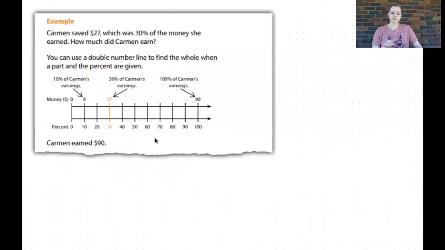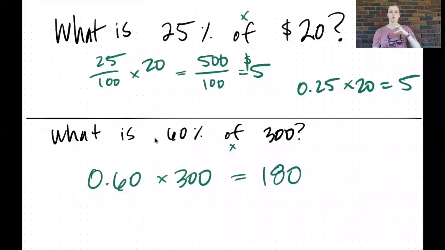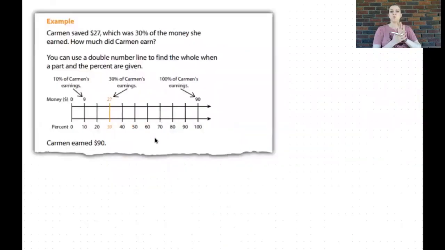Okay. There is another way that we're going to look at percents though. So in these cases, we knew the whole, right? We had the percent and we knew the whole. Now it's going to look different if we're given the part and I want to find the whole. So let's look at the double number line diagram again.